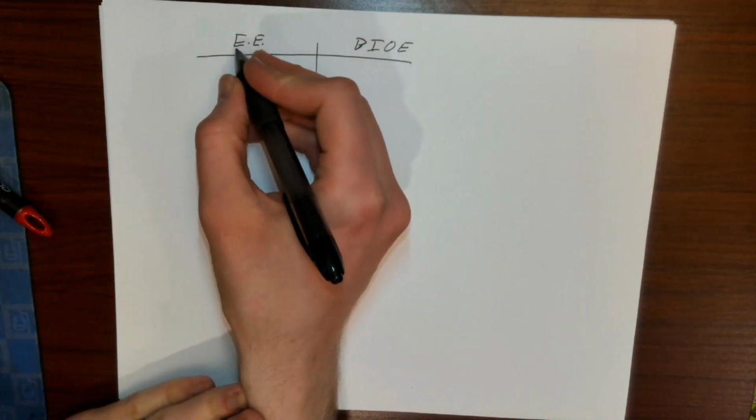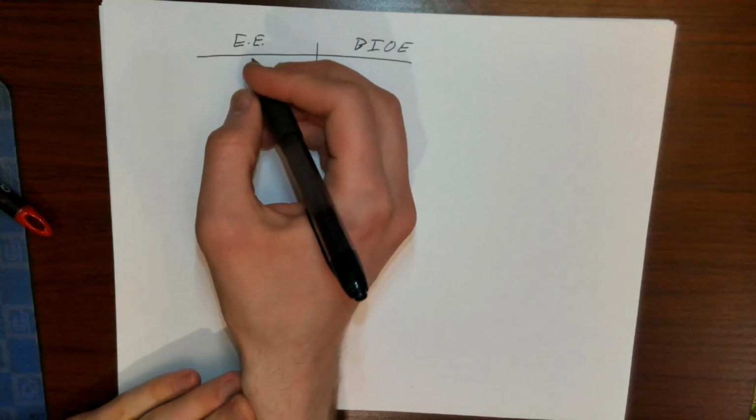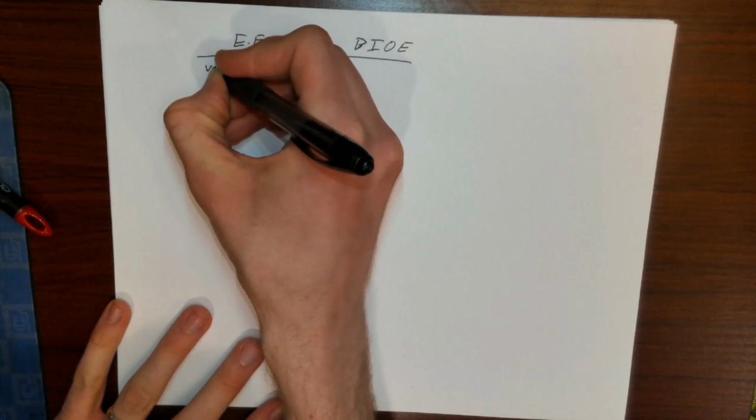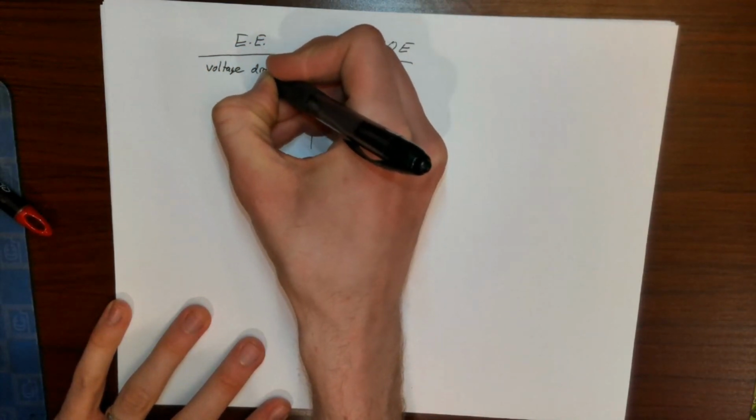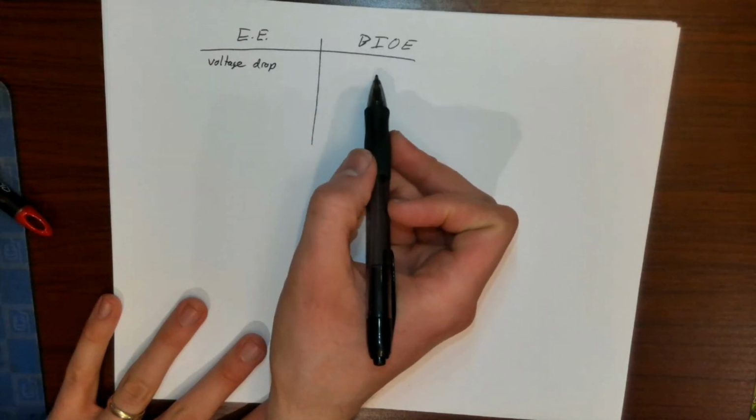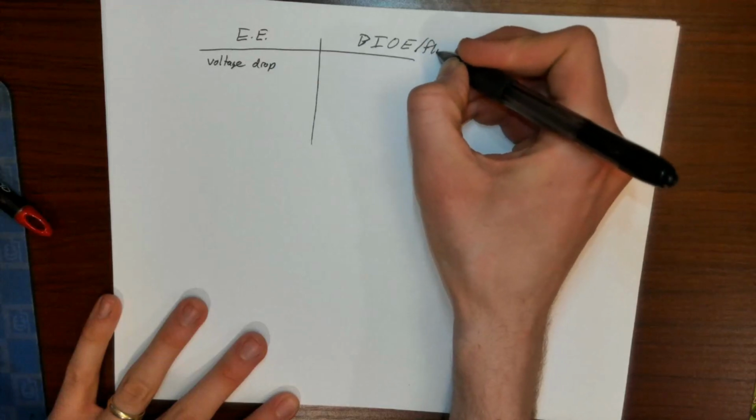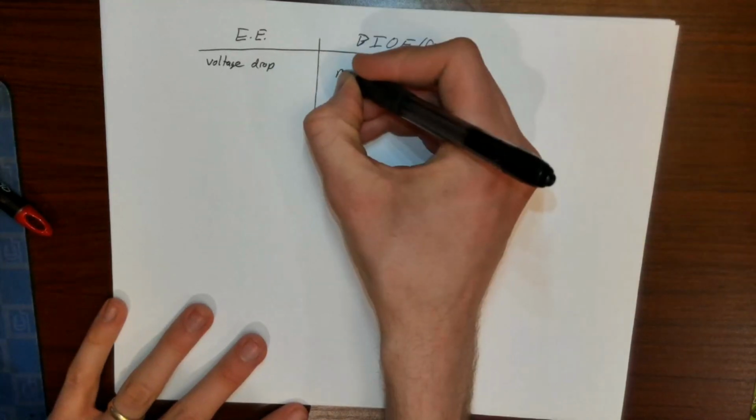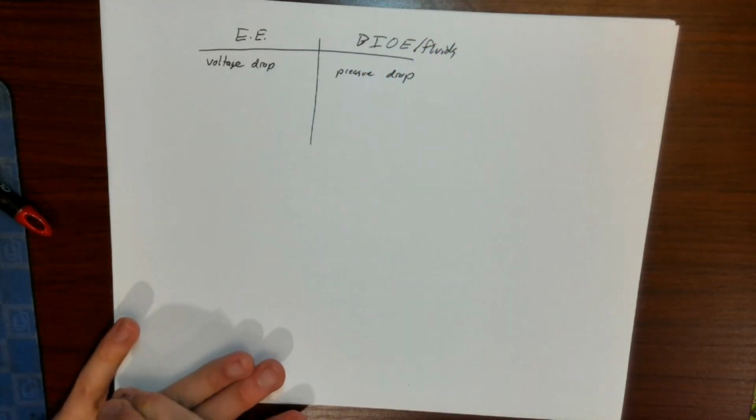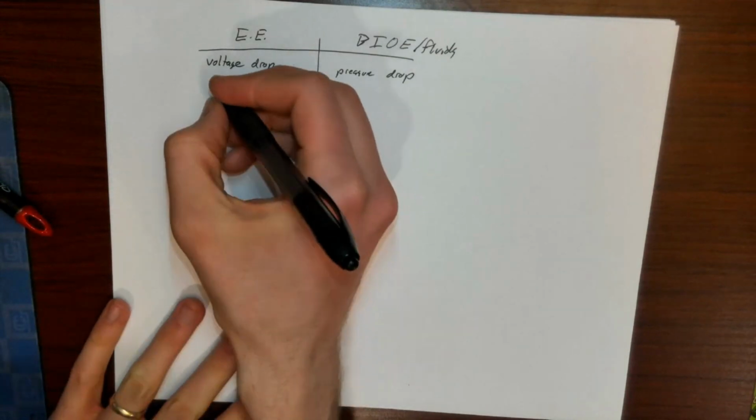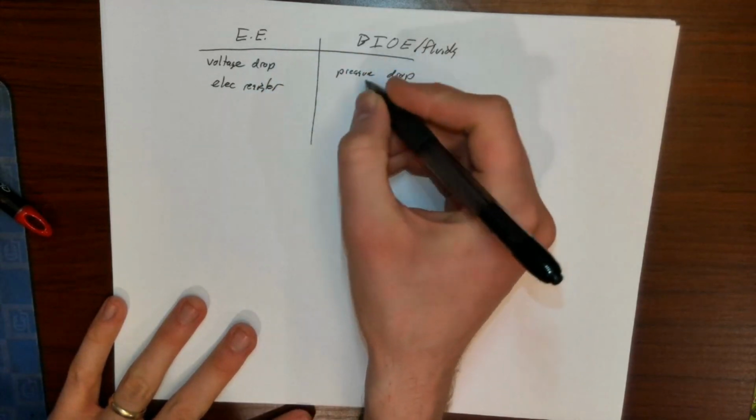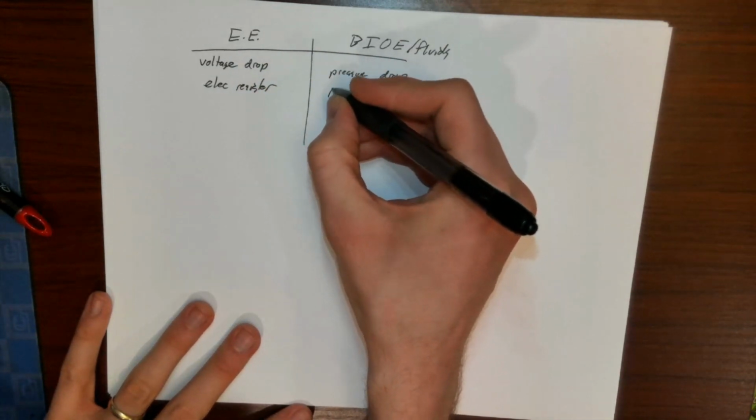So in electrical engineering, we think of voltage as the thing that drives the flow. In this case, the voltage drop is the thing that drives electrical current through resistors. And in bioengineering, aka fluids, we might talk about a pressure drop as the thing that drives the flow. In electrical engineering, we talk about an electrical resistor. And in bioengineering, we talk about fluidic resistors.